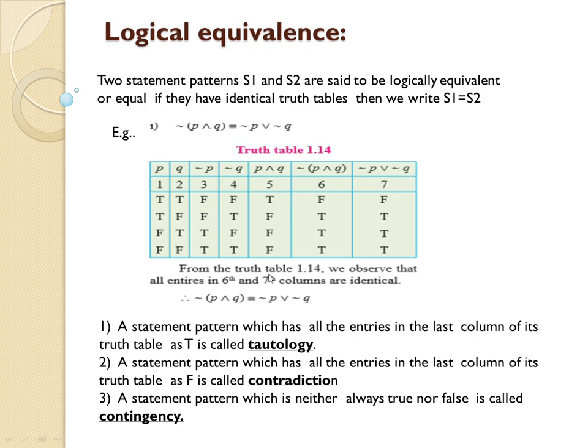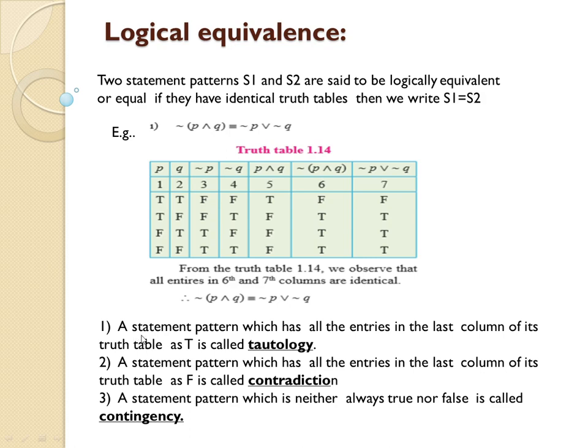From the truth table, we observe that all the entries in columns number 6 and 7 are identical, meaning they have the same values: false, false, true, true. Therefore, we say that these two statement patterns are equivalent.